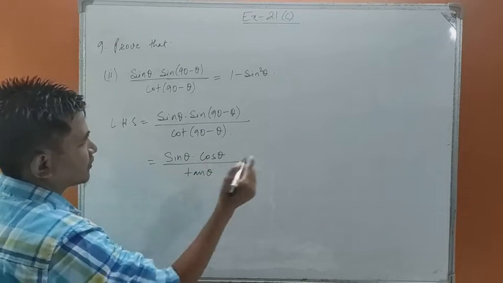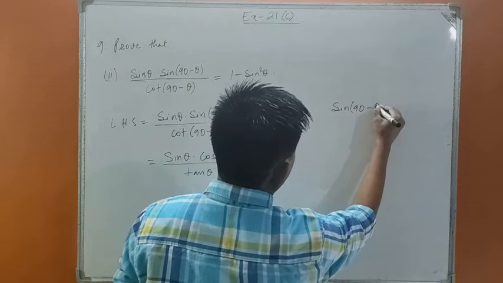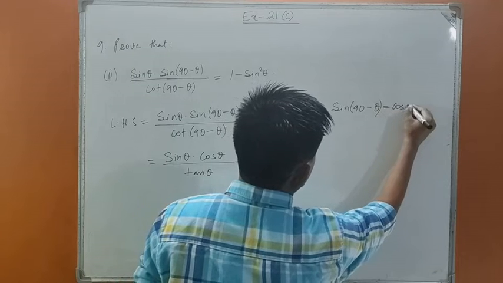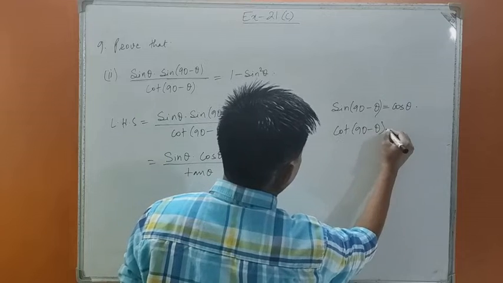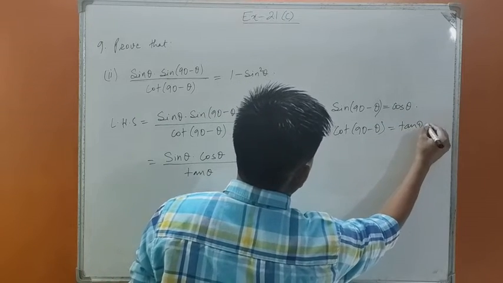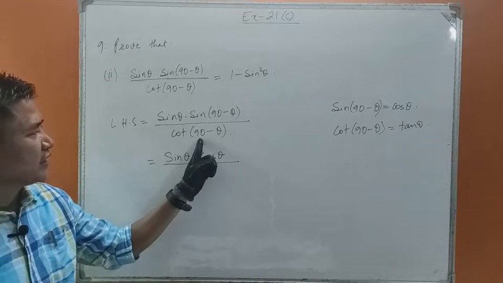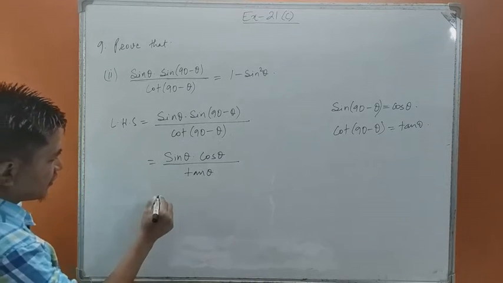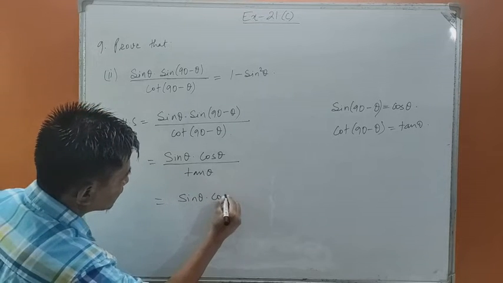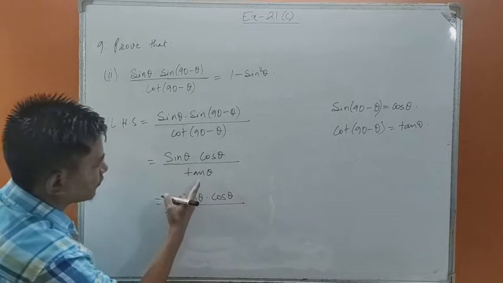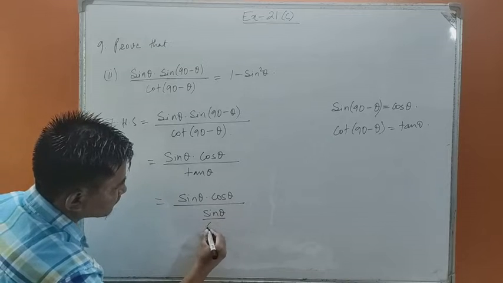So cot 90 minus theta is tan theta. Let me write the formula here. Sin 90 minus theta is cos theta, and cot 90 minus theta is tan theta. This is the formula. So we do the same thing here as usual. Sin theta into cos theta is already in the numerator, and in the denominator we have tan theta, isn't it? Tan theta means sin theta by cos theta.